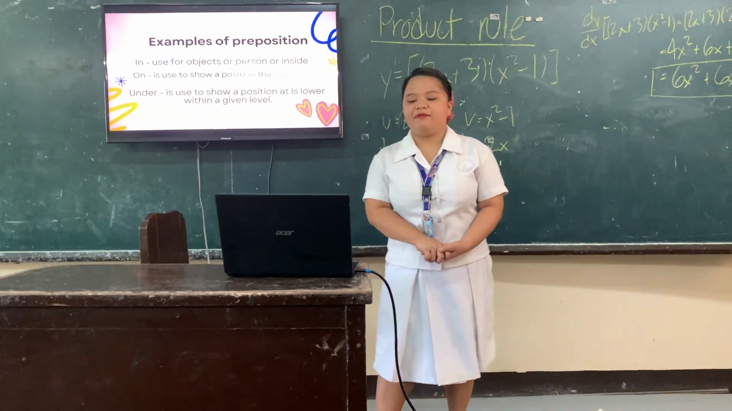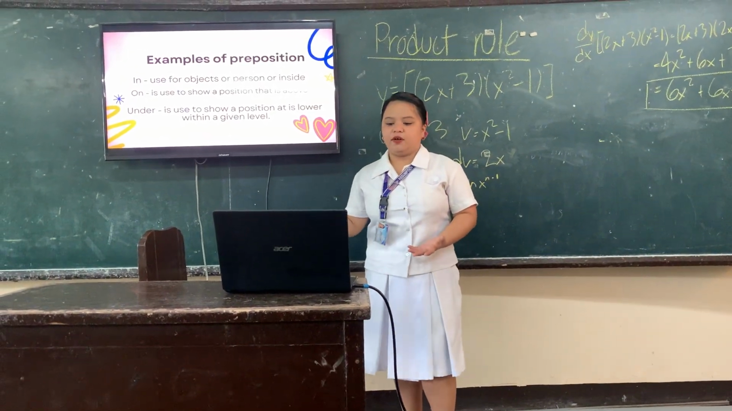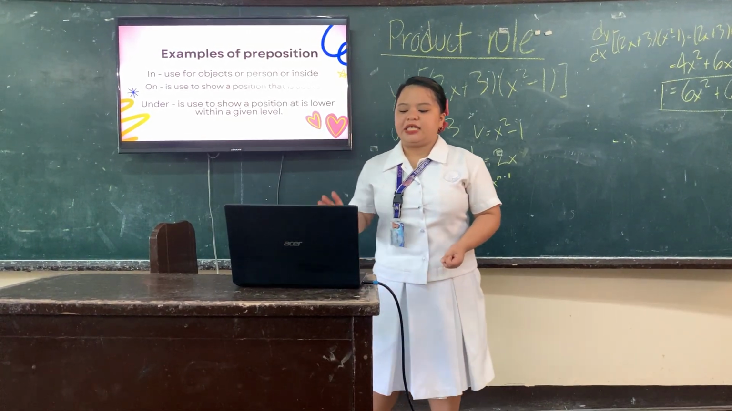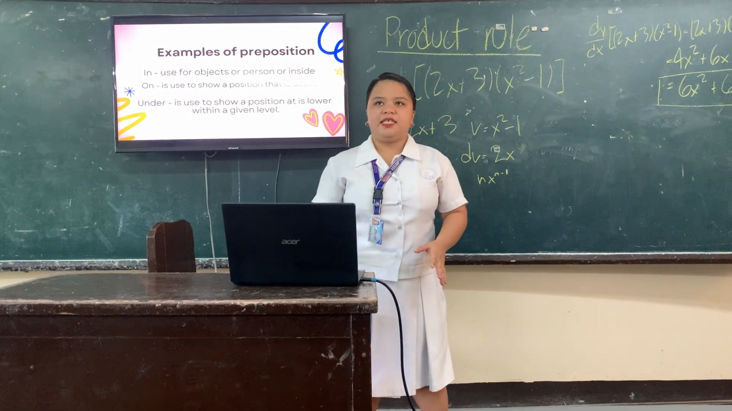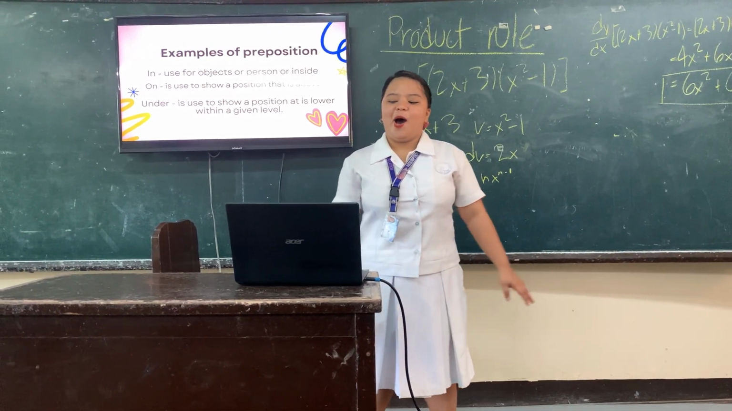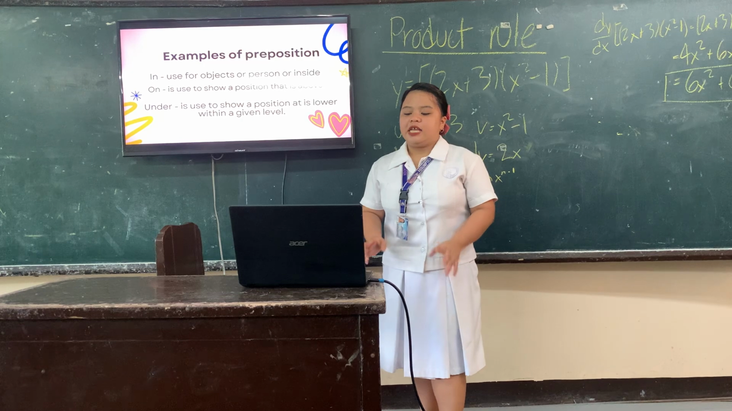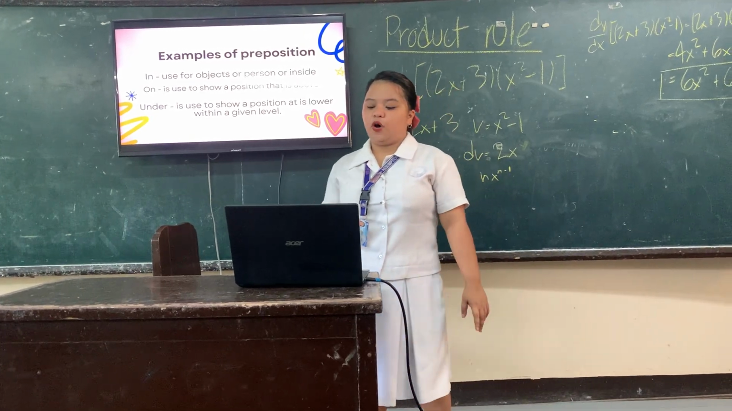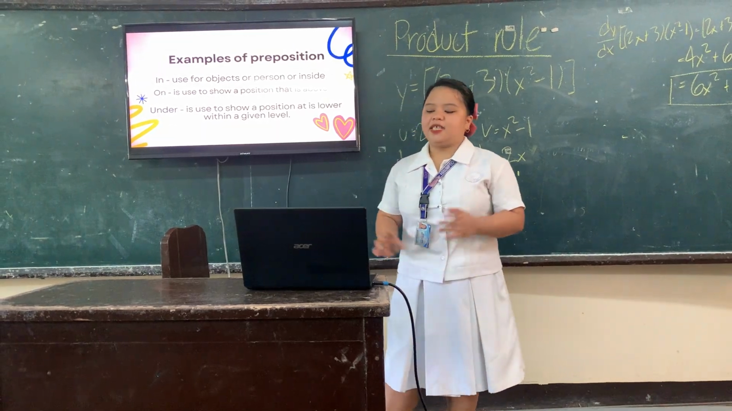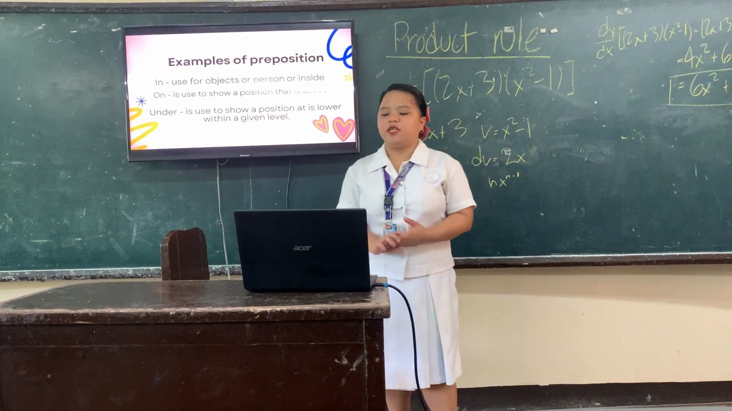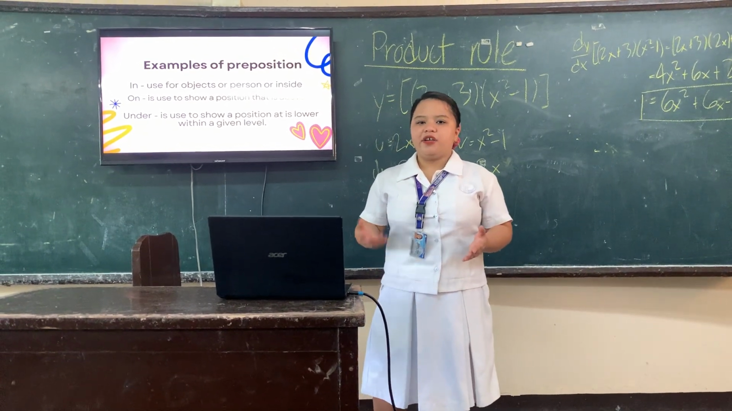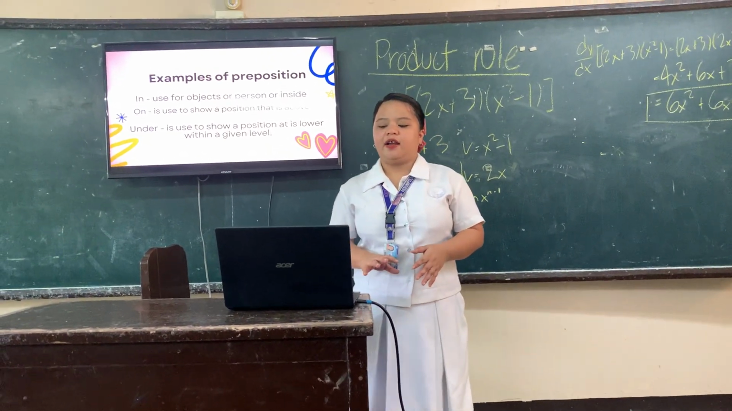So we will have examples of prepositions in the use of an object or a person, or inside. The example of this is: she is beautiful in or out. Okay, the next is on. This is used to show the position that is above. Okay, the next is under. It's used to show the position that is lower than given. So the example of this is: your phone is under the chair.